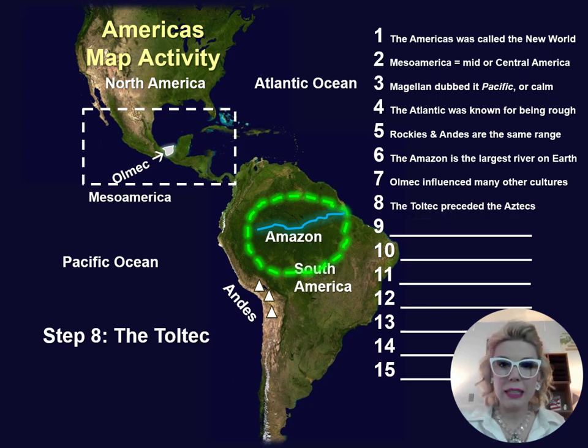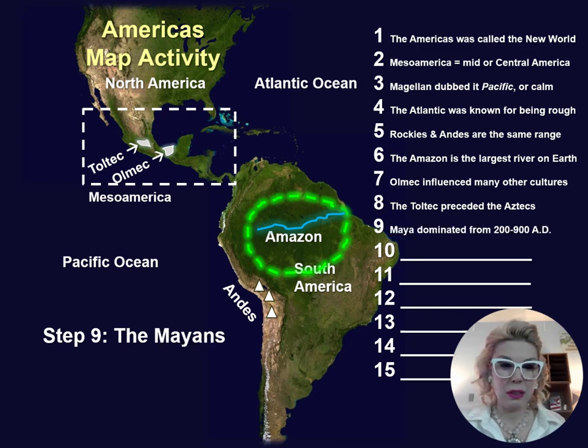So the Toltecs preceded the Aztecs. You're going to see that the Toltecs are in the Mexico area, but they were before the Aztecs. So if there are questions about that, just know that they were prior to the Aztec civilization. Okay, the Mayas dominated from 200 to 900 AD. That's where the Mayans were.